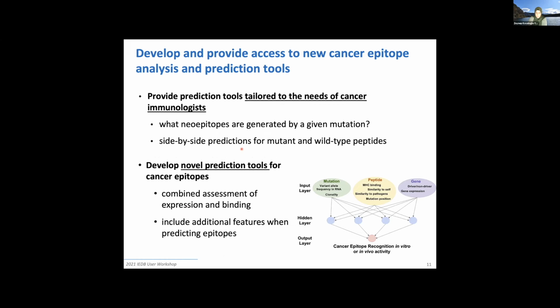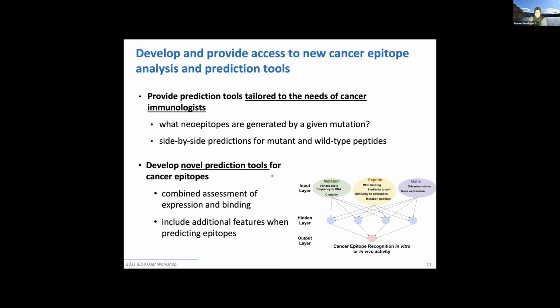So one common question, for example, is what neoepitopes are generated by a given mutation? So to answer that, the user will be able to input a mutation in different formats, which then our tool will take in and then translate to mutated peptides. And those peptides then can be further used, for example, to perform binding predictions. And it will also be possible to perform side-by-side predictions, so for the mutant and the wild-type peptide together, so that the user can then compare the results.